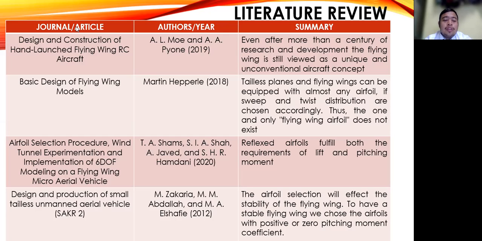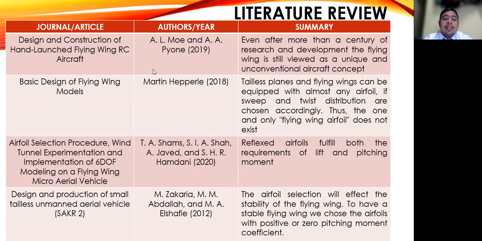Next, airfoil selection procedure, manufacturing, experimentation and implementation of six DOF modeling on a flying wing micro aero vehicle by T. Sham, C. Sia Shah, A.J.F. and S.H.R. Hamdani in 2020. It reflects efforts to fulfill both the requirements of lift and pitching moment. And next, design and production of small tailless unmanned aerial vehicle SAKR2 by M. Zakaria, M. Abdallah, and M.A. Al-Shafi in 2012. The airfoil selection will affect the stability of the flying wing. To have a stable flying wing, we choose the airfoil with positive or zero pitching moment coefficient.